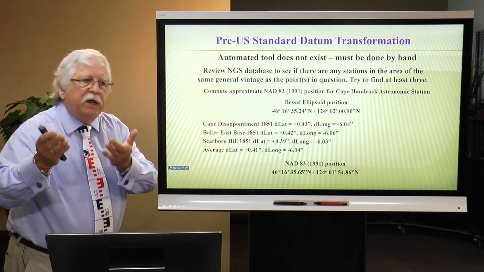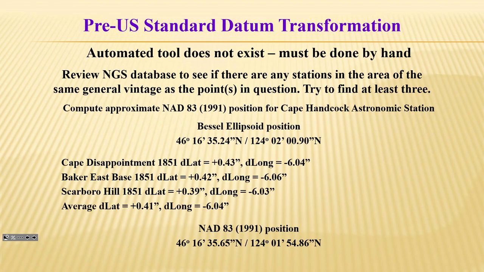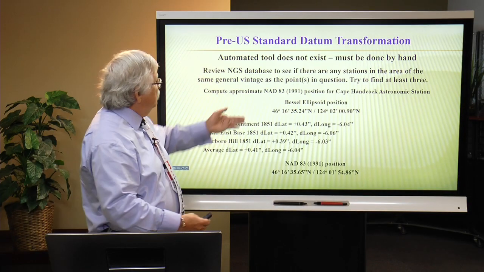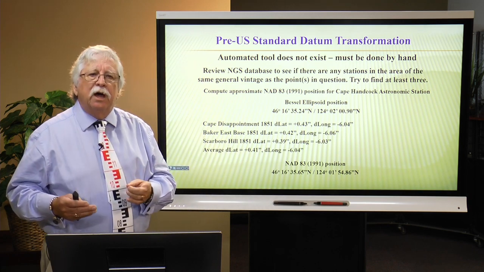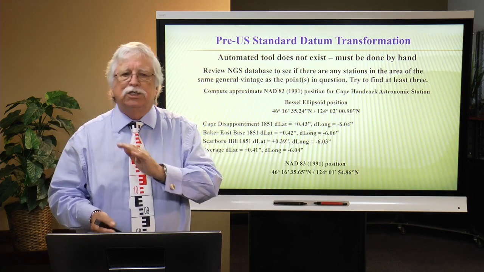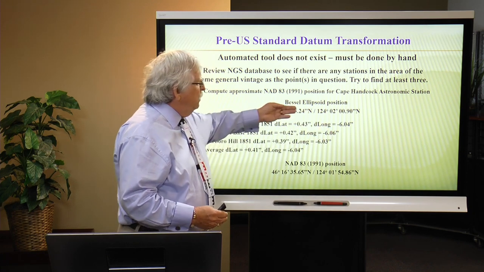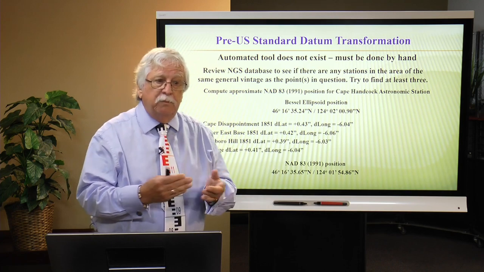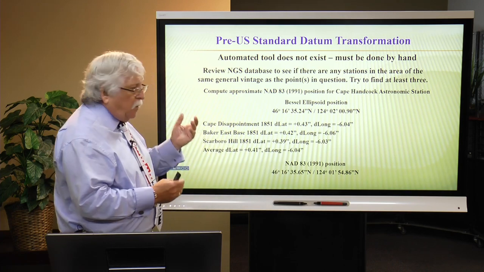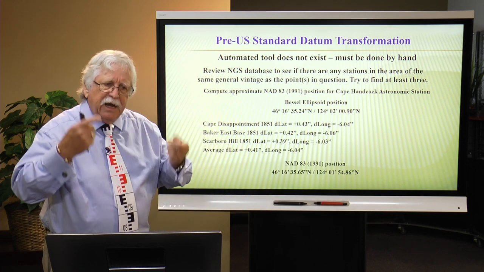What I have here is just an example. There's a station, Cape Hancock Astronomic. It's an astronomic station in the state of Oregon. It has a position on what was known as the Bessel ellipsoid. Again, this is long before we had even the US standard datum. So we have a published position on the Bessel ellipsoid. How do I attempt to get that from Bessel up to NAD83, in this case, 1991? That's the realization of the High Accuracy Reference Network for the states of Washington and Oregon. The user had come to me and said he wanted to be able to try and find this station. How could he realistically come up with a coordinate that would be relatively close to what was out there today? It's not a terribly difficult process, but you just kind of have to know the thought process.